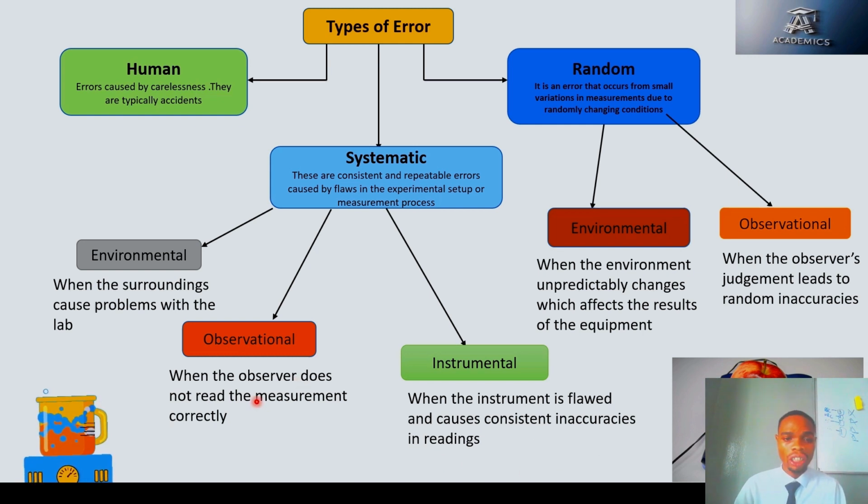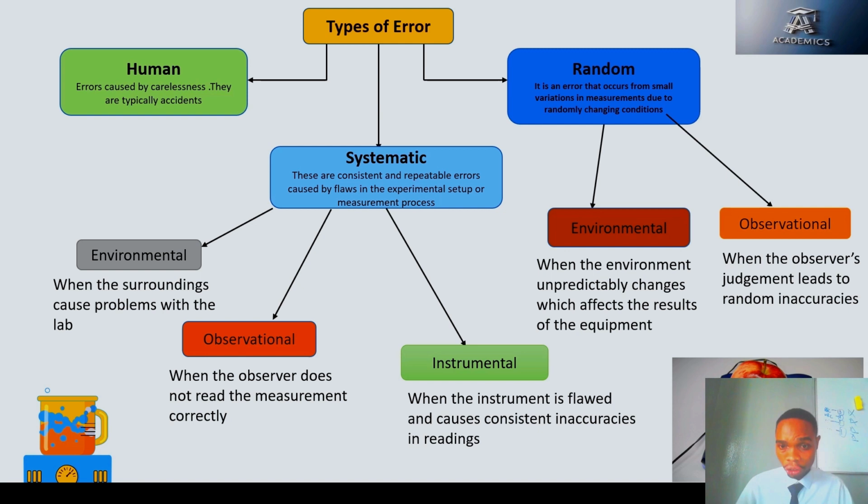It can be observational when the observer does not read the measurement correctly. You can see where you're not reading correctly and you're still repeating it, you end up getting a wrong result. You can see random error can be corrected by repeating the result and getting the average. So environmental error is when the surrounding causes problems, that is, the lab we are using can also contribute to affecting your result.